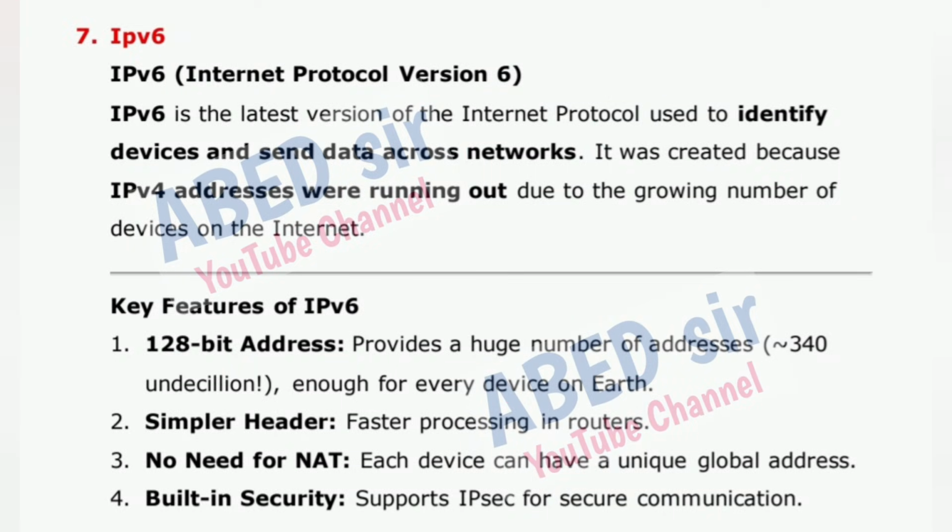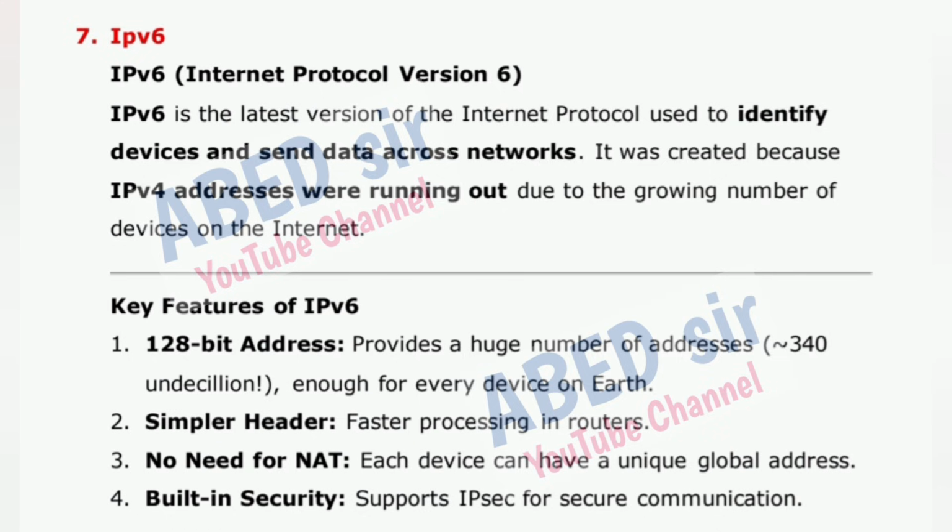IPv6, Internet Protocol version 6. IPv6 is the latest version of the Internet Protocol used to identify devices and send data across networks. It was created because IPv4 addresses were running out due to the growing number of devices on the Internet. Key features of IPv6. 1. 128-bit address provides a huge number of addresses, approximately 340 undecillion, enough for every device on Earth.